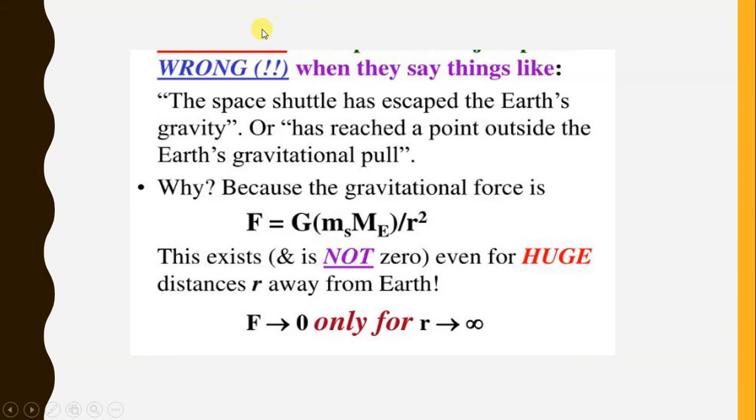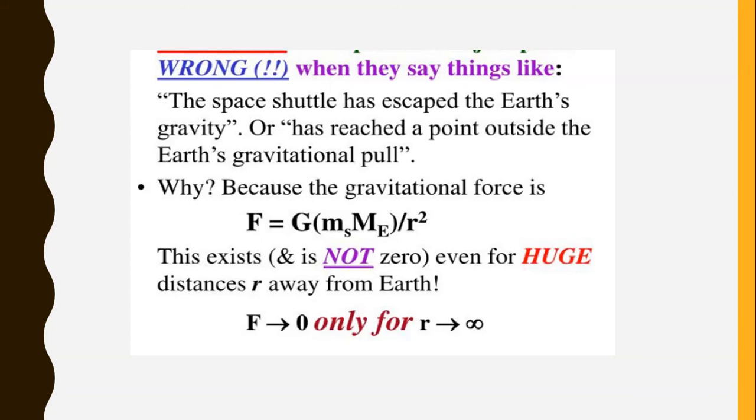Okay, so here pay attention to this note, please. When they say things like the space shuttle has escaped the Earth's gravity or has reached a point outside the Earth's gravitational pull, pay attention, this statement is wrong. Why? Because even though the space shuttle has moved far away from the Earth, gravity is still acting on it. Without this gravity, girls, the space shuttle wouldn't move in an orbit around the Earth. It will go out of the orbit, exactly like a satellite.